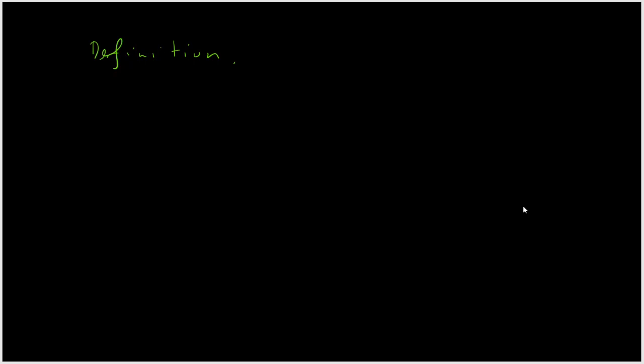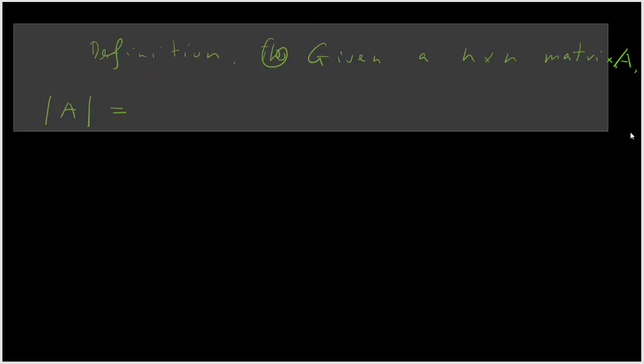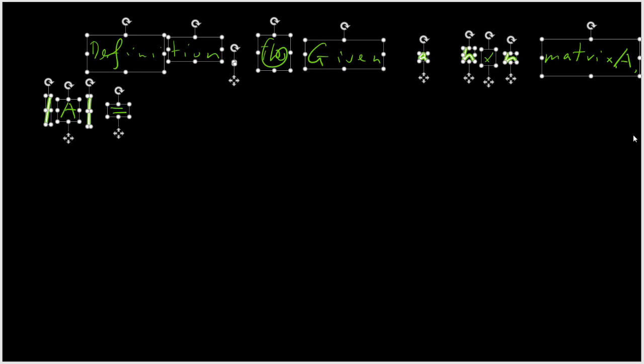The determinant of an n by n matrix. Given an n by n matrix, maybe matrix A, the determinant of matrix A is defined using... I really do not want to use too many i's and j's. I think you got the idea. You can use any row or any column to define the determinant. I'm not going to give the general definition.